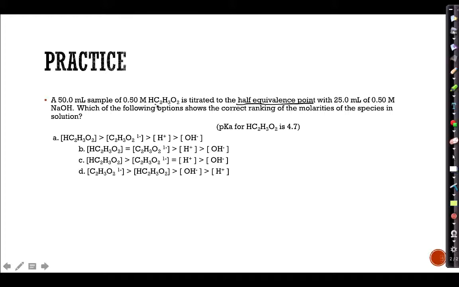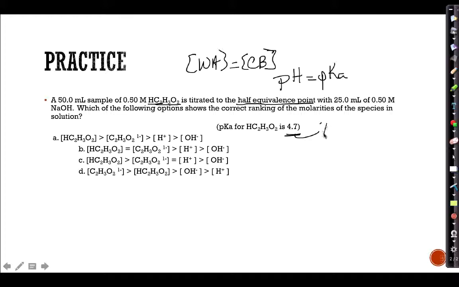I know that my weak acid concentration should be equal to my conjugate base. So I know those concentrations should be equal at the halfway equivalence point. Well, I also know something else about the halfway equivalence point. I know that the pH is equal to the pKa at the halfway equivalence point. So I know that the pH at this point must be 4.7.